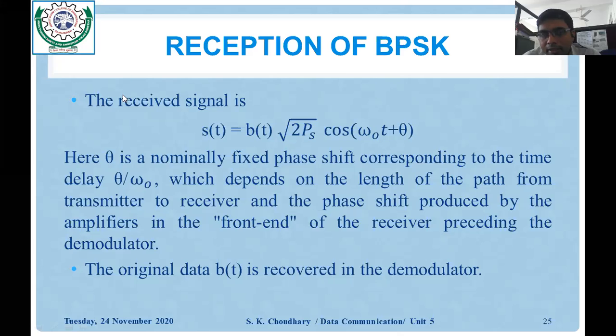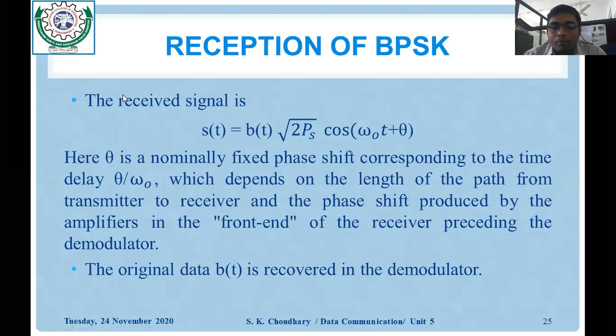We know that at the receiver end, the first element that the received signal meets is the demodulator. But there is some distance the signal has to cover from the transmitter to the receiver, and that distance produces a time delay, theta upon omega naught. Because of this delay, and some front end amplifiers before the demodulator, some phase shift occurs, that is theta shown in this equation.